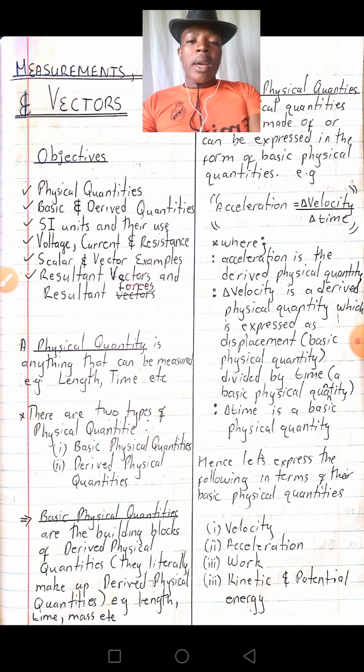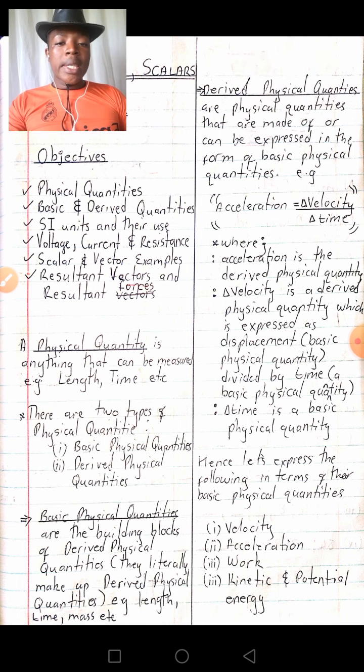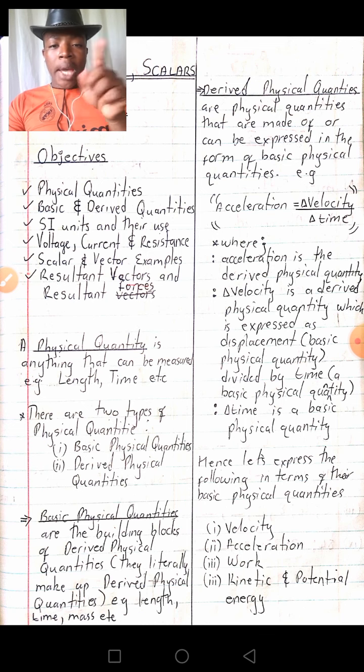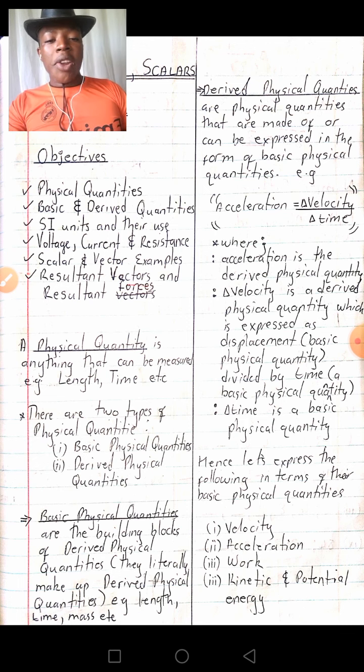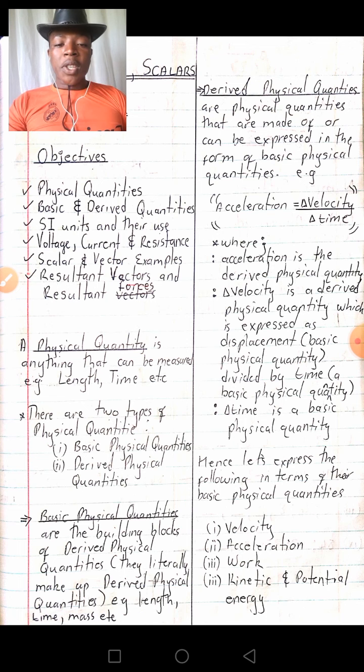Now we look at derived physical quantities. These are physical quantities that can be expressed in the form of basic physical quantities, e.g., acceleration is equal to delta velocity over delta time. That small triangle is read out as delta and it means change in something. So delta velocity is change in velocity. This is where acceleration is the derived physical quantity.